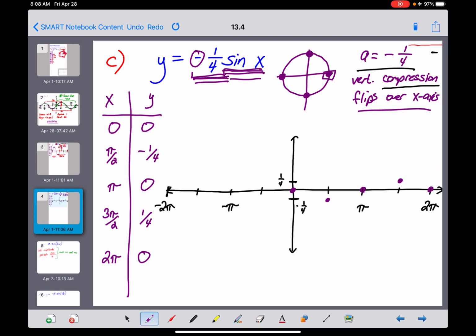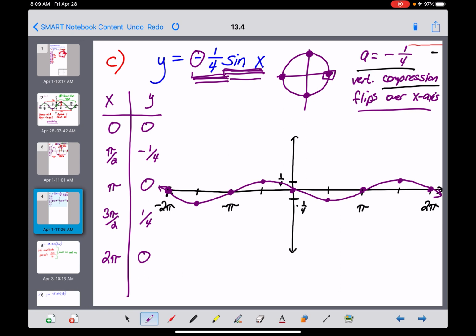2 pi is 0. And again, I can kind of read this thing backwards now, guys. At negative pi over 2, we're going to be up here at 1/4. And then at negative pi back at 0. Negative 3 pi over 2 will be down to negative 1/4. And 2 pi will get us back to 0 there. So again, just kind of guessing as to what this thing is going to look like. I'm trying to draw a nice smooth curve that doesn't take any weird jagged turns. That's roughly what this graph is going to look like.